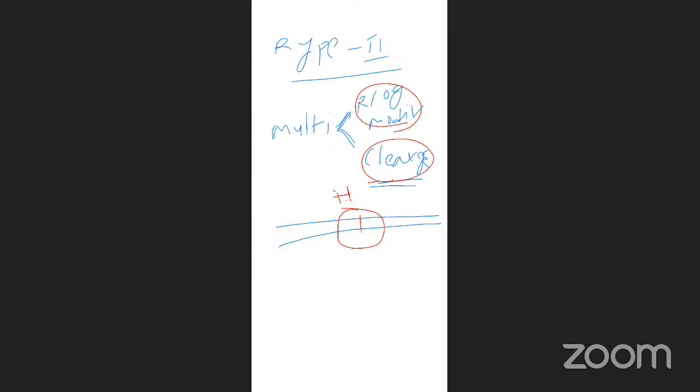And this type of enzyme is mostly useful in rDNA technology. So that's why this is a very, very important enzyme in molecular biology and rDNA technology.